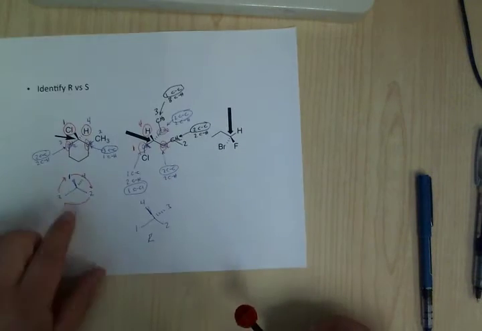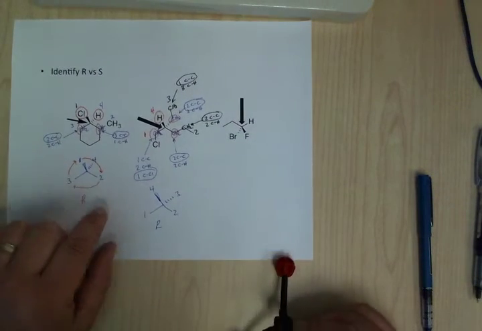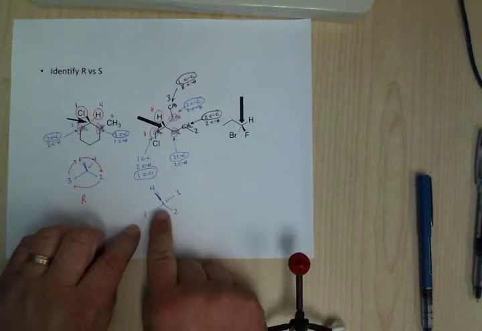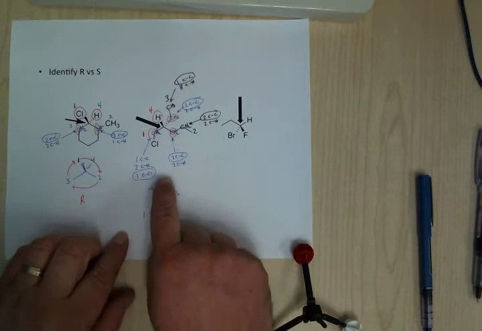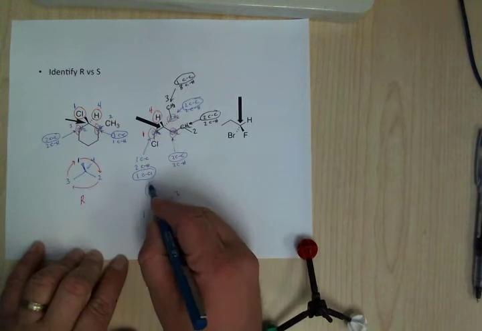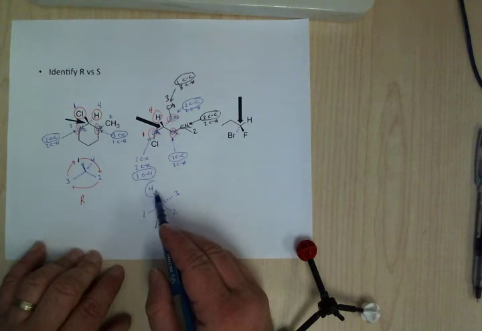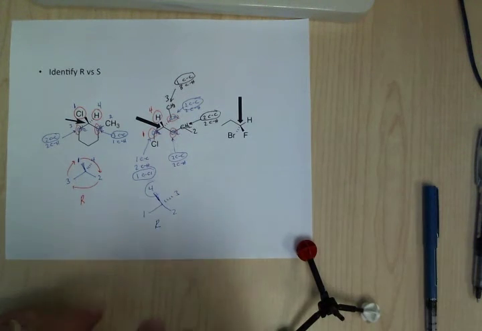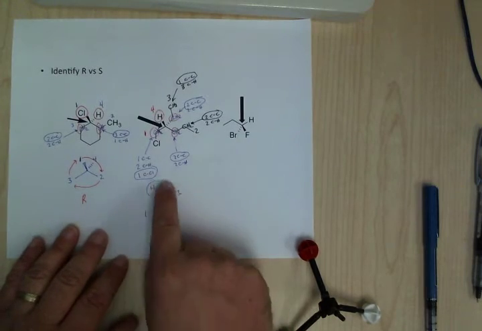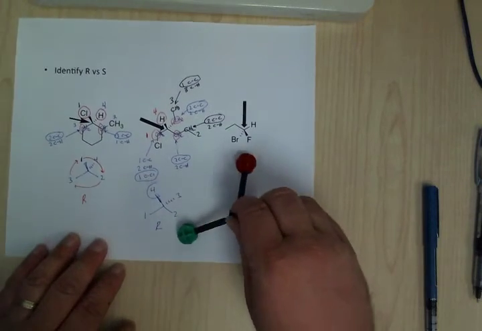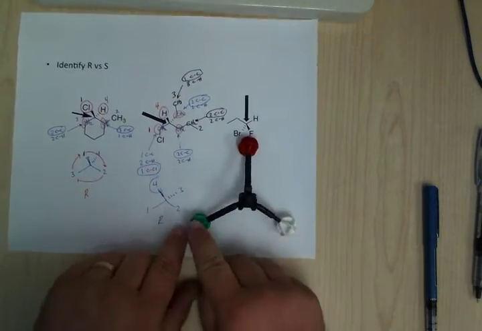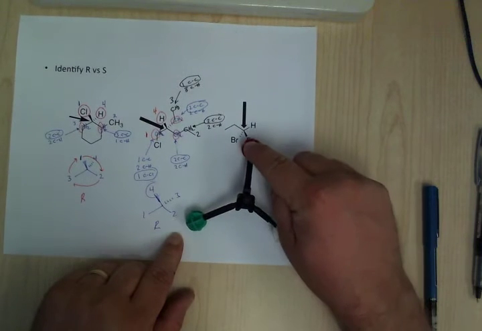Now, if you're going to do the steering wheel method, you're going to say, oh, well, that's counterclockwise. Why is that R? Well, again, this 4 is coming out at you. In order to do the steering wheel method, you have to rotate it around, so 4 is behind. So here we go. We're going to say, okay, this is 1, this is 2, this is 3.